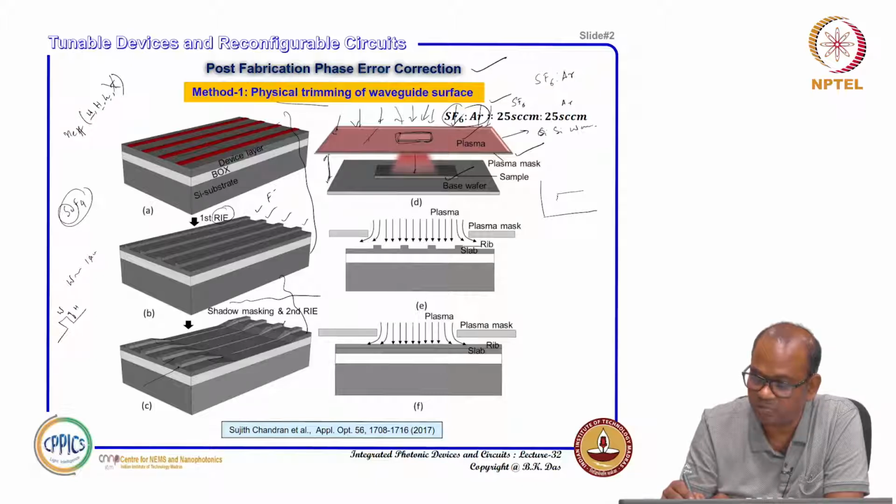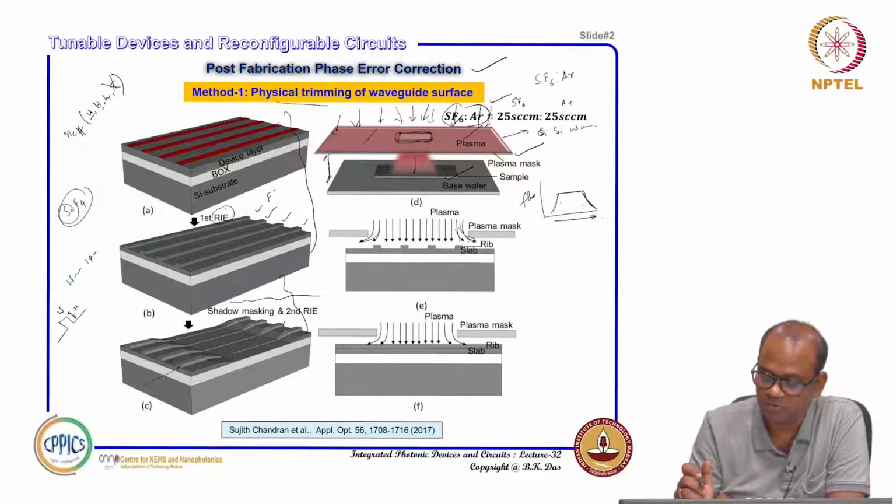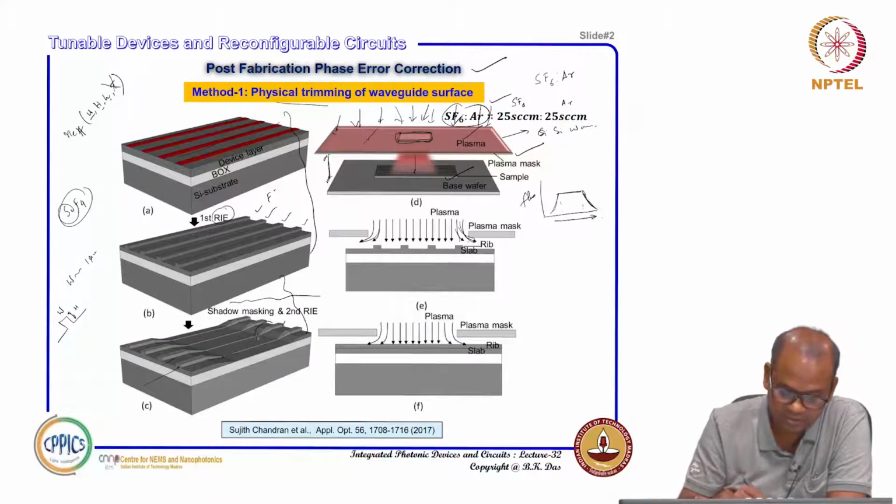You can just think about the plasma flux profile, the flux of the plasma, and this is your distance. Here, with uniform plasma, you can trim your waveguide surface uniformly, and towards the edge the flux is reduced, and because of the reduced plasma flux, that region will be trimmed less. So relatively lower trimming will happen. That is how you can get this region.